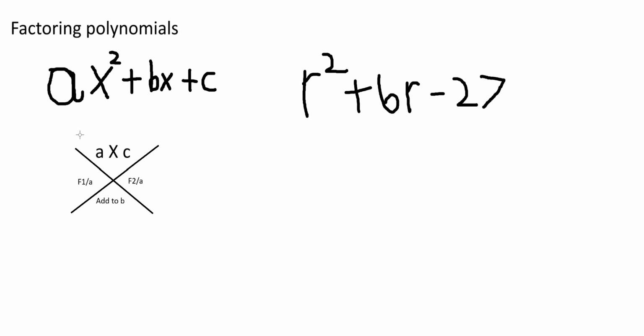Now the top value that you're going to put on top of your X is going to be A times C. So the A corresponds to this A that's up here, the C corresponds to this C that's up here. So you're just basically going to be multiplying A times C. And then you also got to make sure that it adds to B as well.